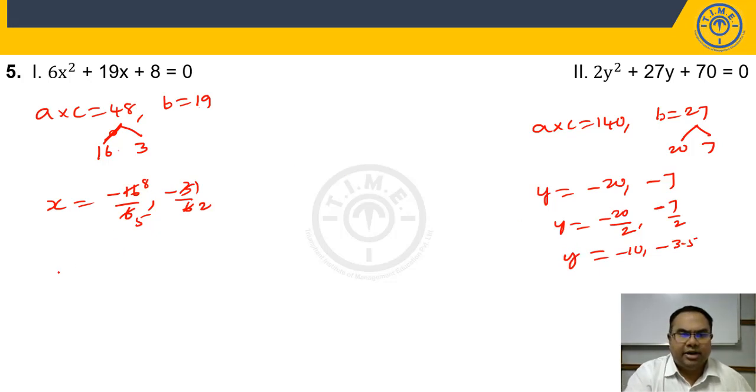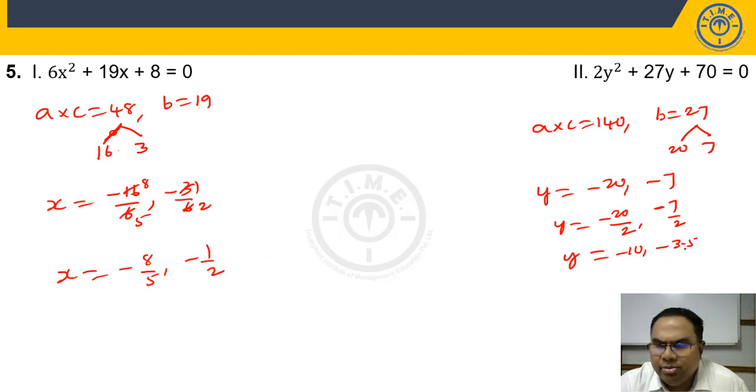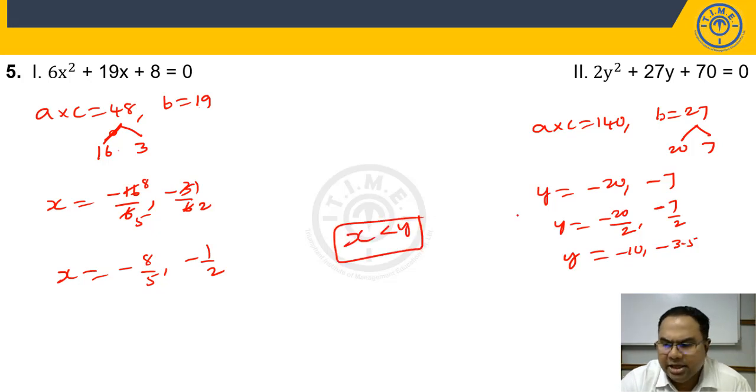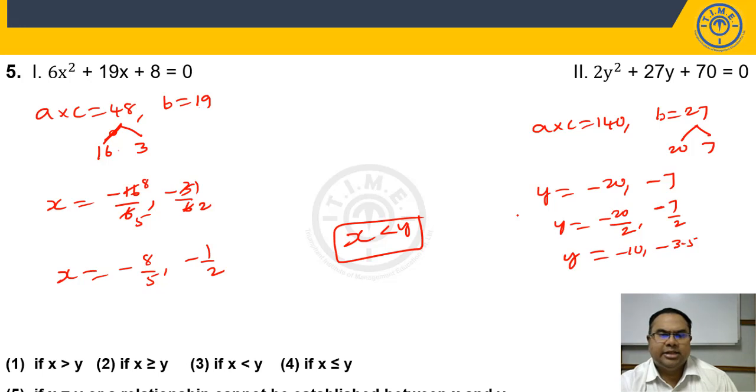Now if you see here, what is x value? Minus 8 by 3, minus 1 by 2. So minus 1 by 2 is less than these two. Minus 7 by 2 is minus 3.5. This is minus 0.5. It is greater than that. Negative number smaller will be greatest. Minus 8 by 3 is minus 2.67, which is greater than that. So both the roots are greater than y roots. So x is greater than y. X is greater than y is present in the fifth option. It is in the fifth option.